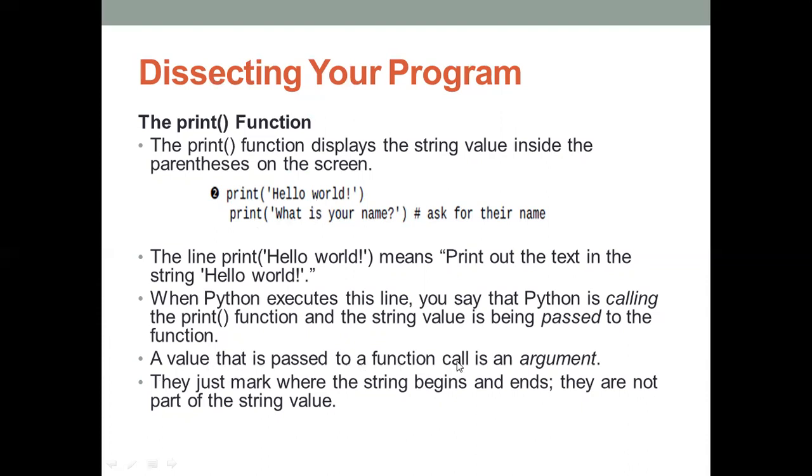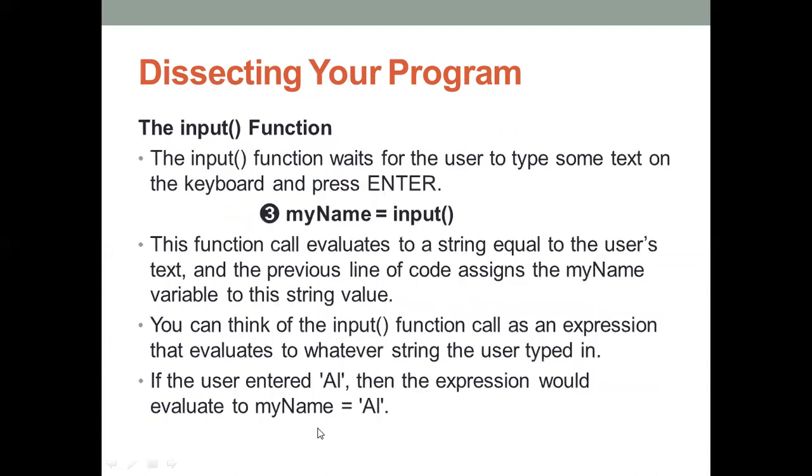The value that is passed to a function is called an argument. So this one is an argument. You already know arguments and parameters. The quotes just mark where the string begins and ends. They are not part of the string value. Okay, so next, the input function.